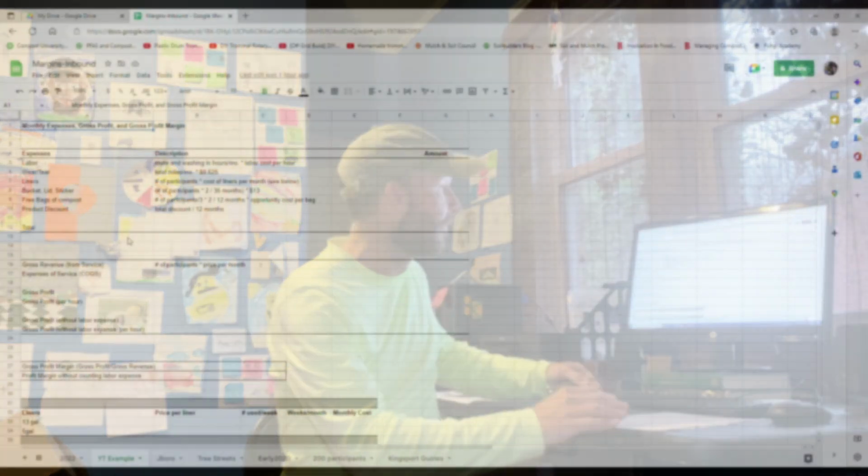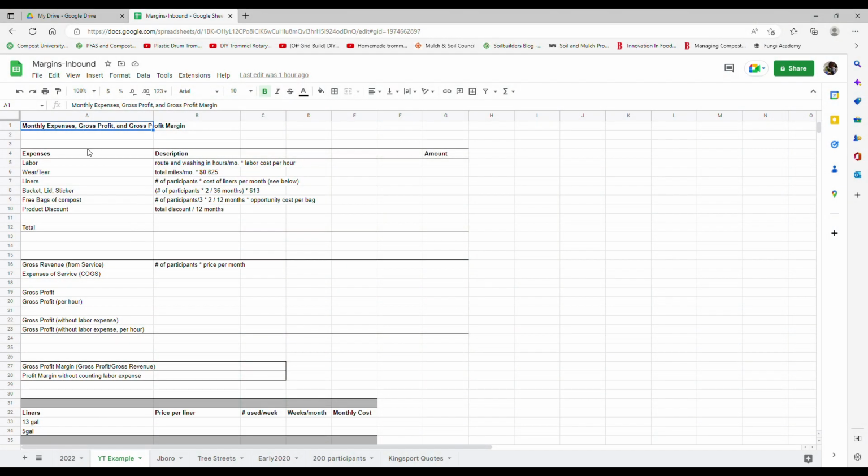Okay. Here we are. This spreadsheet calculates our expenses, our gross profit, and our gross profit margin for a residential food scrap collection service on a monthly basis. And before we start to put a bunch of numbers in here and here and here and down here, let me briefly go over each section.